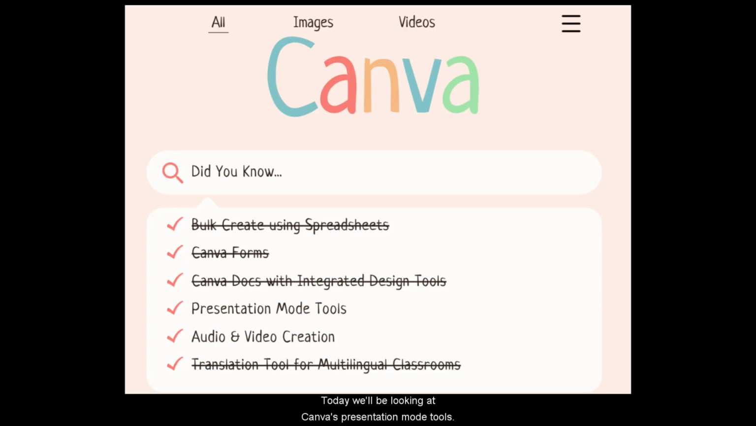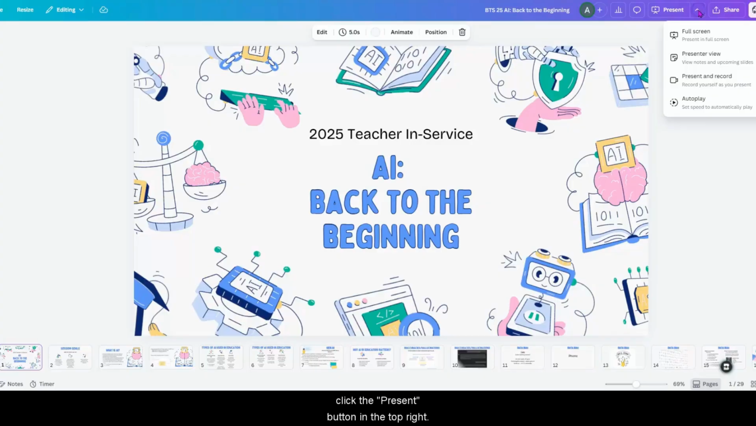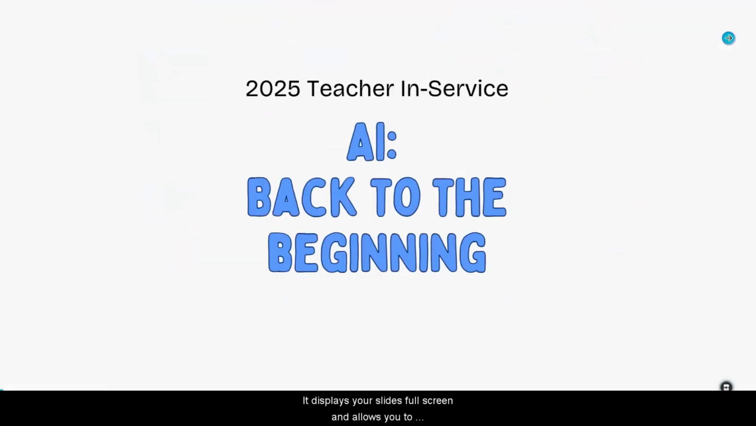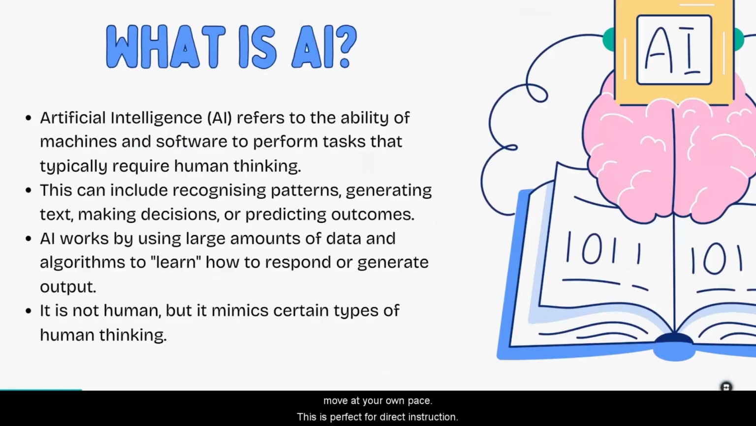Today we'll be looking at Canva's Presentation Mode tools. To get started, open your presentation and click the Present button in the top right. From here, you'll see several options. Full screen is the most common. It displays your slides full screen and allows you to move at your own pace. This is perfect for direct instruction.